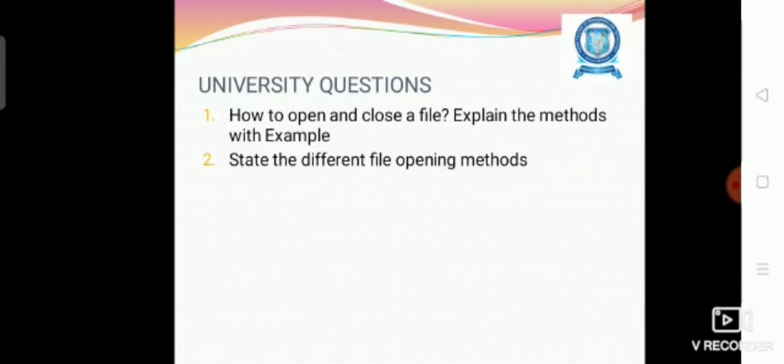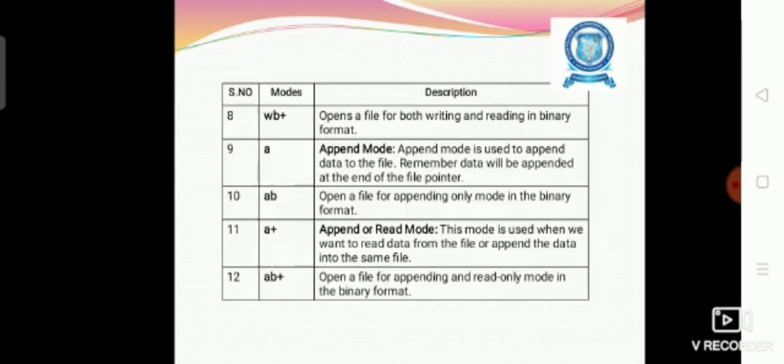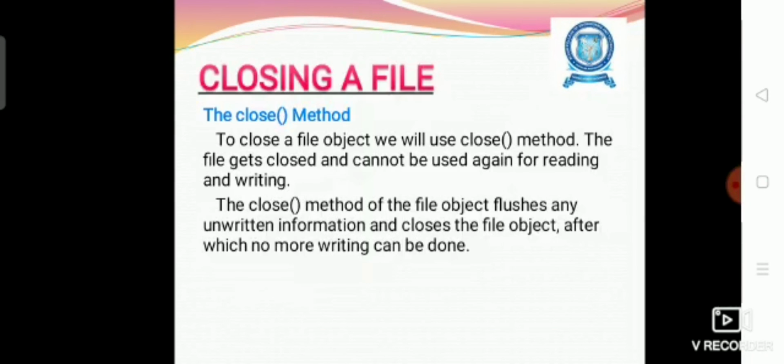Now we can see the possible university questions from this topic. The possible question is how to open and close a file and explain the methods with example. We have to write down the syntax and example for file open and close methods. State the different file opening modes. This question is very important for the university. We have to list out the file opening modes as given in this particular table.